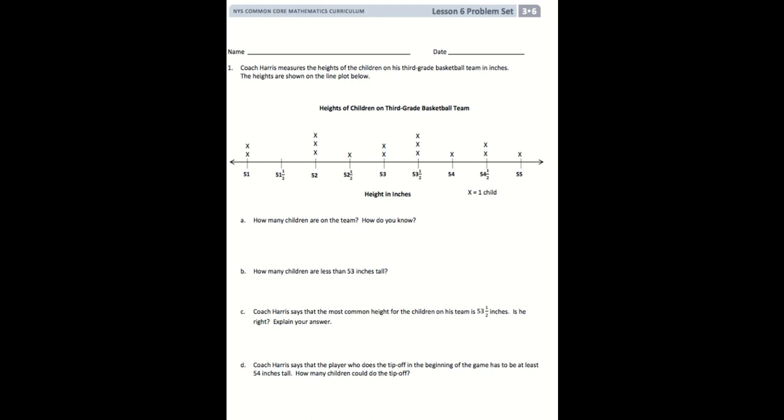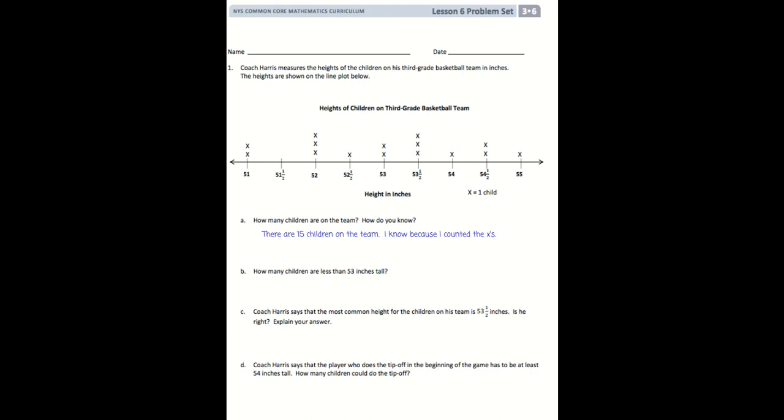Number 1 says Coach Harris measures the heights of the children on his third grade basketball team in inches. The heights are shown on the line plot below. So, here they are. The first one says, how many children are on the team and how do you know? Well, there are 15 children on the team, and I know because I counted the X's.